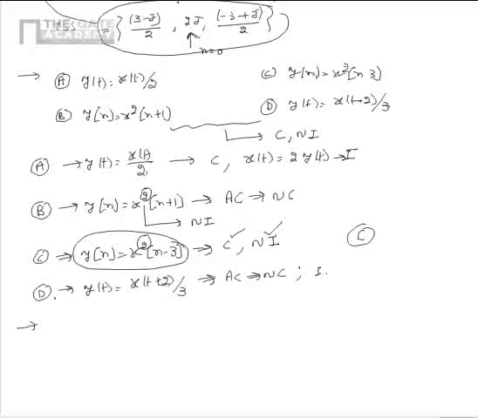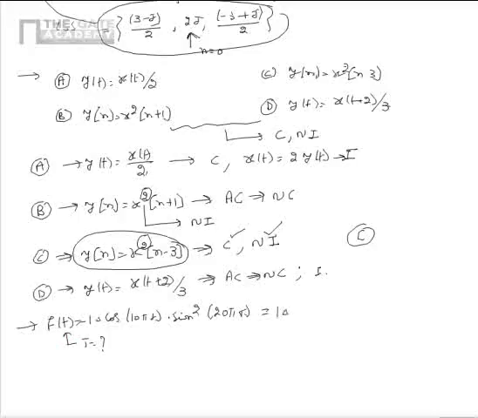Now let us consider a signal f of t is equal to 10 into cos of 10 pi t multiplied by sine square of 20 pi t. We have to find the time period of the signal f of t.